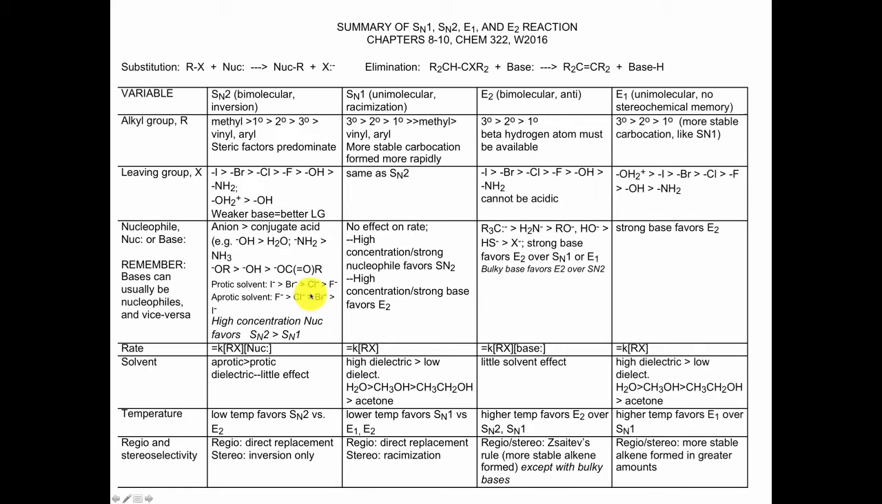And as you look up here, the nucleophile or base strength doesn't affect the rate of an SN1 or E1 reaction. However, it can affect the rate of competing reactions such as E2. The leaving group is the same for all of them. The weaker the base, the better the leaving group.